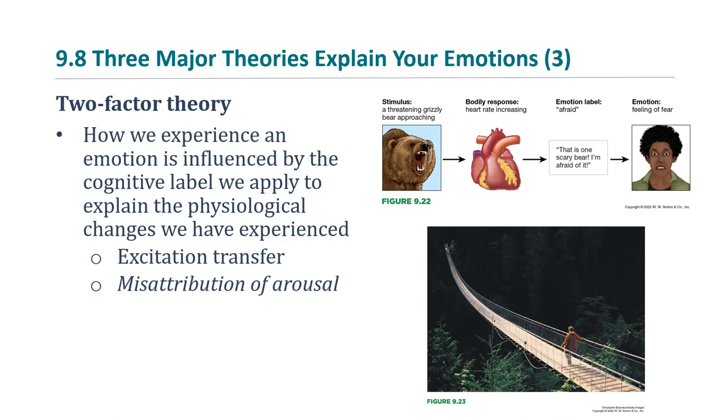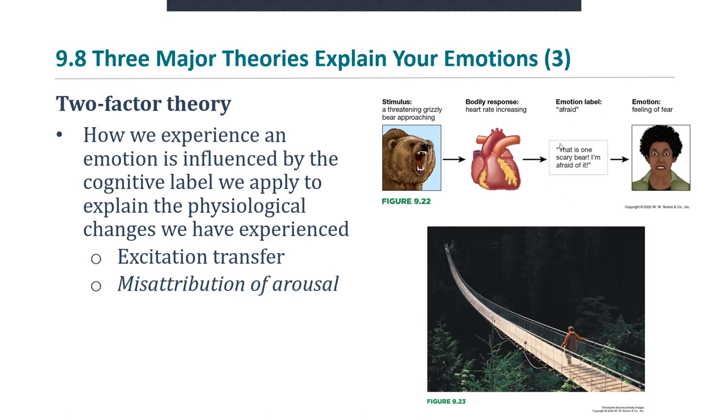According to this theory, when you experience a stimulus, you have a bodily response. This is so far just like the James-Lange theory. Then you apply, this is the new part, an emotion label to explain the changes you're feeling in your body. And then finally, you feel the emotion brought on by the situation. So the two-factor theory is like the James-Lange theory, but with an extra step of applying an emotion label to the bodily reactions. And it is this emotion label that causes you to feel that emotion.